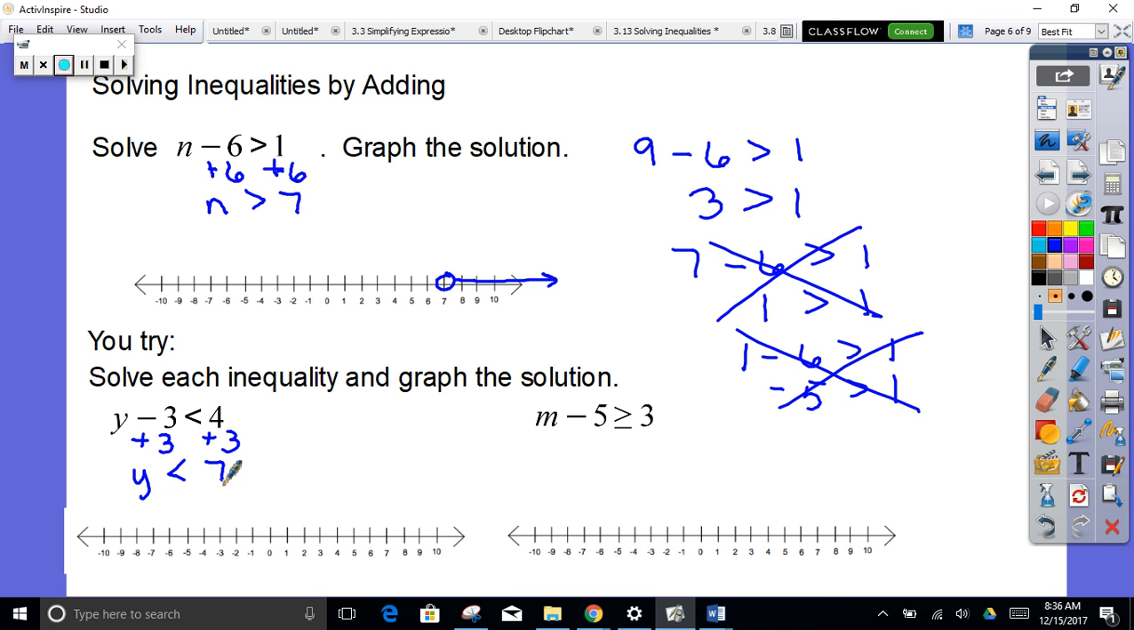Good. And what does that look like on the graph? An open circle on 7 with the arrow going to the left. Good. Boy, that was a giant open circle that I made there. Okay, very good. Any questions about that one? Okay, Elena, next one.